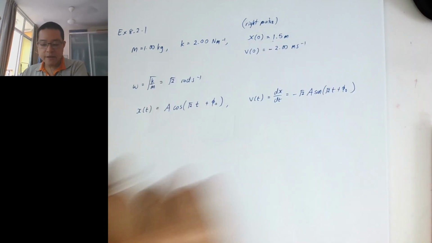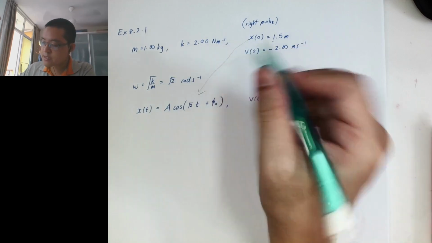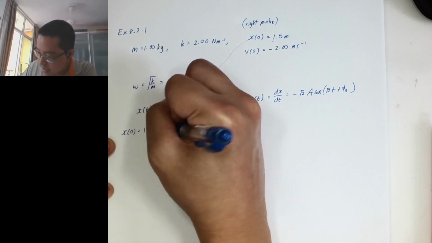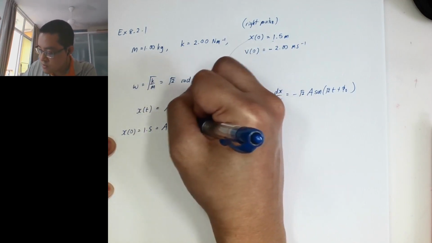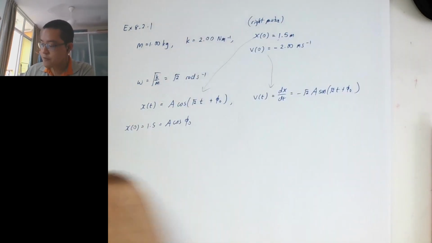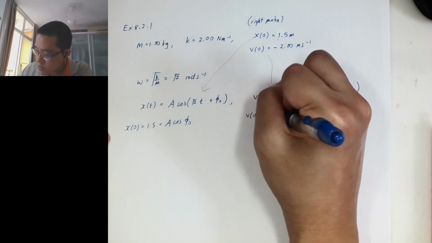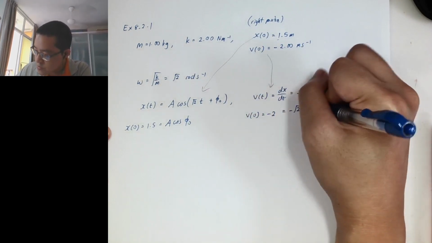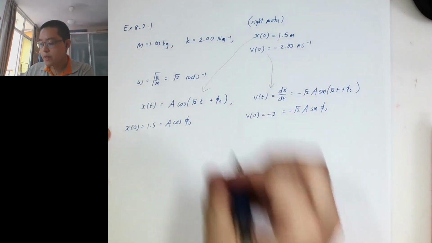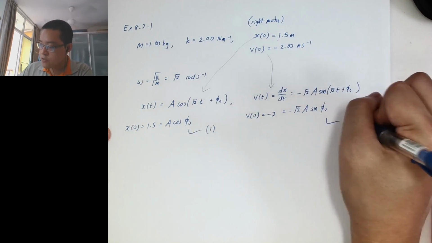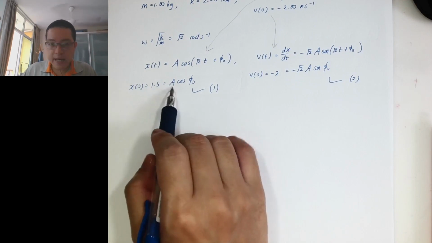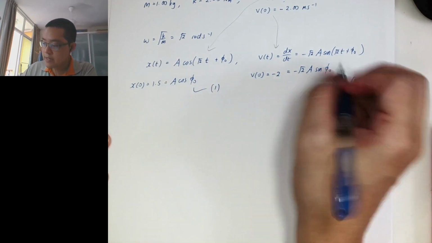Okay, so based on the information given, at time 0 the position is 1.5 meters. So x0 is 1.5, meaning A cos of 0 plus phi 0. So I got this equation here. And then for the velocity, v0 is -2, which means negative square root 2 A sine of 0 plus phi naught. So I got two equations. To solve this, I just need to determine A and phi 0.